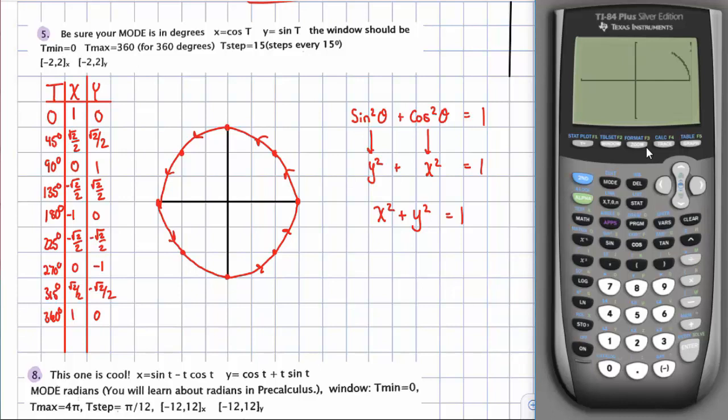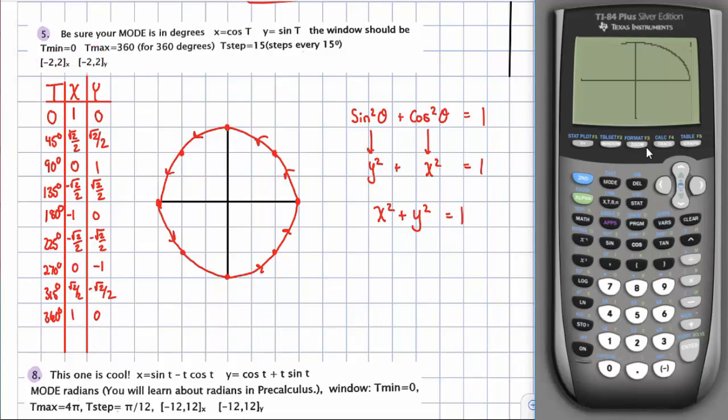So anyway, as you get this, I know it's said for your windows to be -2 to 2 on both of these. I did -1 to 1. The only reason I did that is that's all we needed. I knew it was a circle, so I know it's only going to go up to 1. But if you do -2 to 2 for both, the circle's just smaller inside your window. No big deal though.